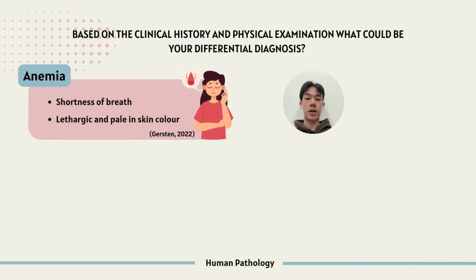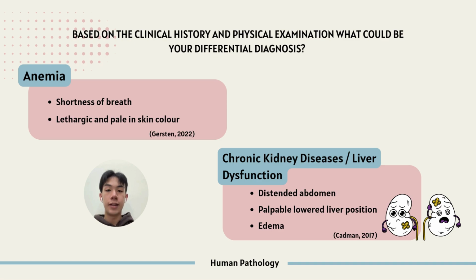Anemia could also be a possible outcome due to the lethargic and pale skin color and also shortness of breath. Lastly, chronic kidney diseases and liver dysfunction could be diagnosed due to the distended abdomen, palpable lower liver position, and also edema occurring in the patient.